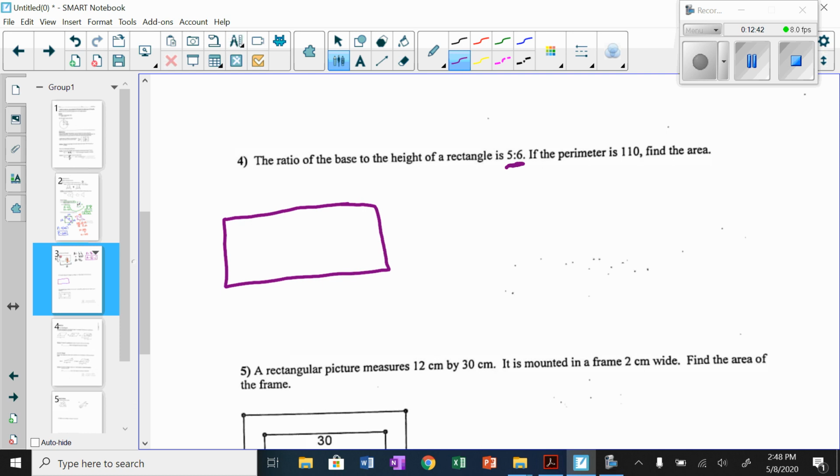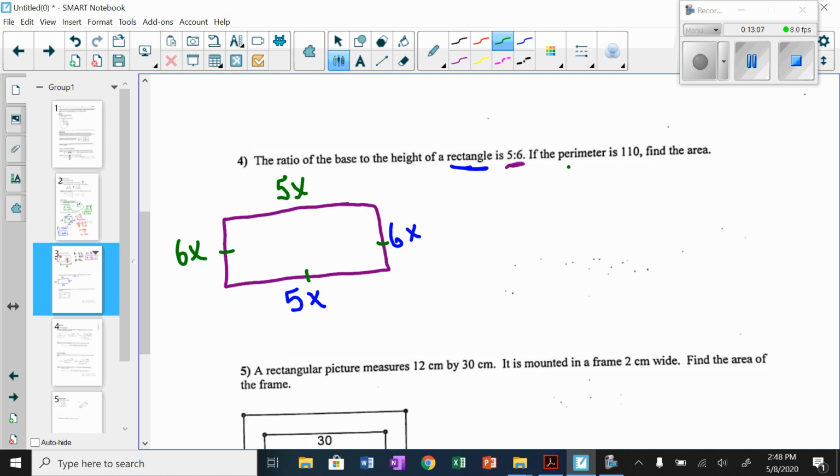Now think back to Algebra 1. The minute you take numbers out of a ratio, you either put them into an equation or you put them in a diagram, you can no longer just leave it 5 to 6. You have to put a variable with it. So it's 5x to 6x. And we know in a rectangle, because it says it's a rectangle, opposite sides are congruent. So if the bottom's 5x, the top is 5x. If the right is 6x, the left is 6x.